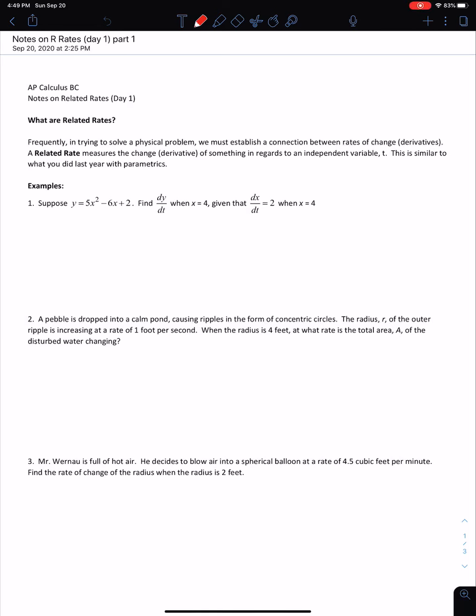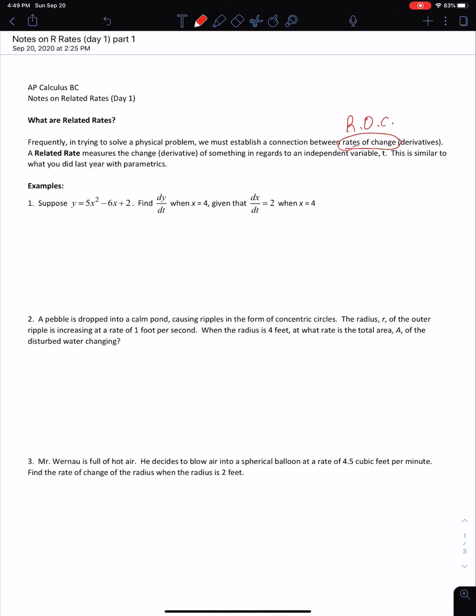Hi, welcome back. Today we're going to take a look at related rates and how they apply in calculus. For those who want to know what a related rate is, you've probably heard about them before from your older brothers or sisters. Frequently, in a math problem, like in a physical problem, we want to establish a connection between rates of change. We abbreviate rates of change; you'll hear us call it the ROC.